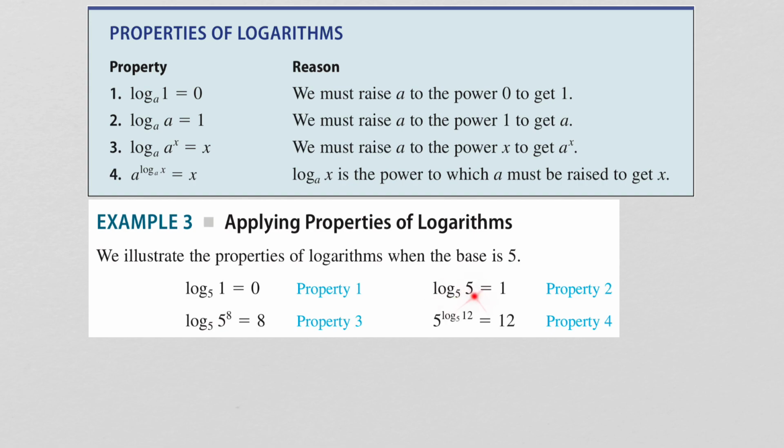Log base 5 of 5 must be equal to 1. This is according to property 2 here, right? So as long as these agree, we get 1. And finally, 5 to the log base 5 of 12 must be 12, which is an example of property 4 here.